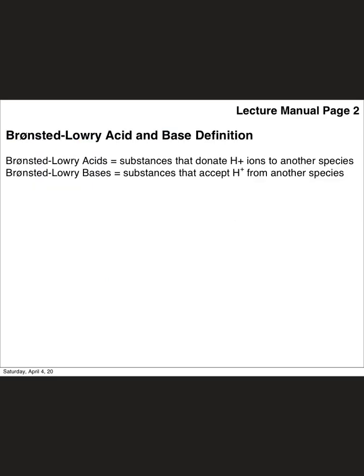Bronsted-Lowry has defined acid-base by the fact that Bronsted acids are substances that can donate hydrogen ions, or protons, to another species. If you think about this from what we learned in Chem 121, the reason why we call this a proton is because a hydrogen atom contains only one electron. Once it loses that one electron, it becomes positive and contains only a proton in the nucleus. That's why we call this species a proton. And Bronsted-Lowry define bases as substances that accept this proton from another species.